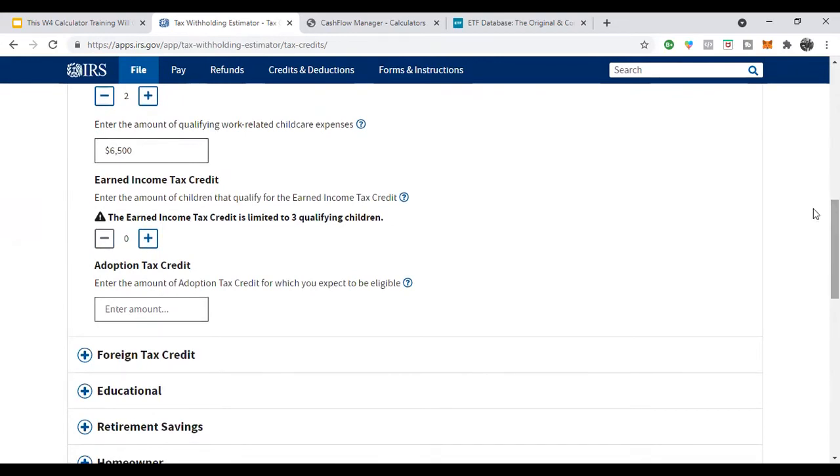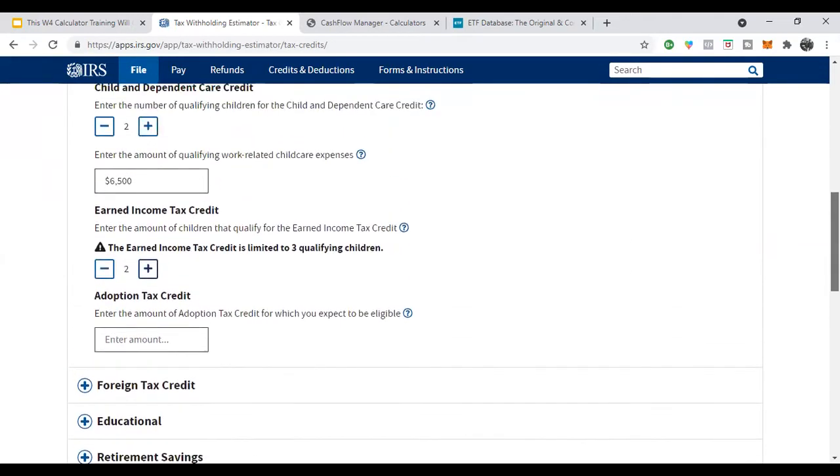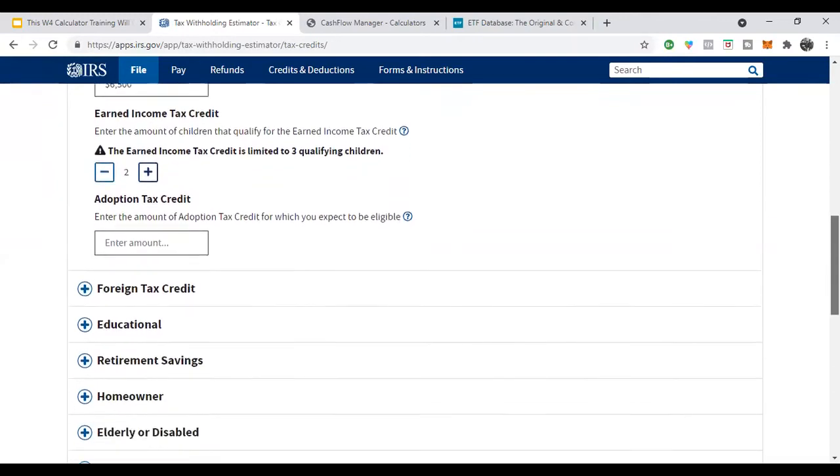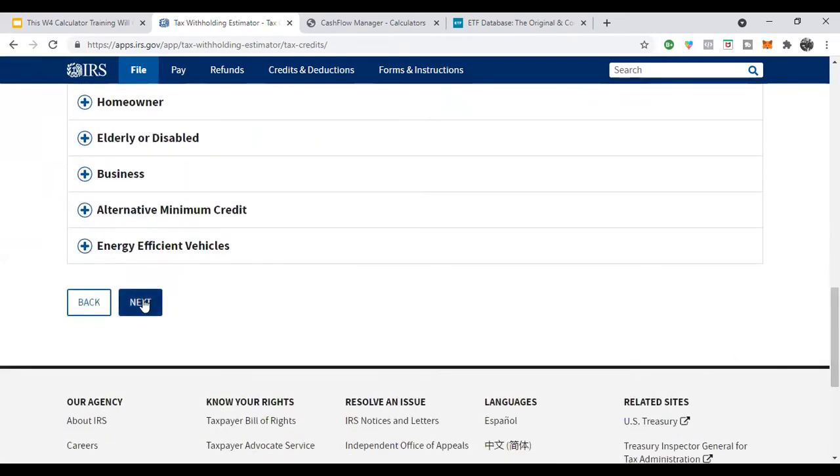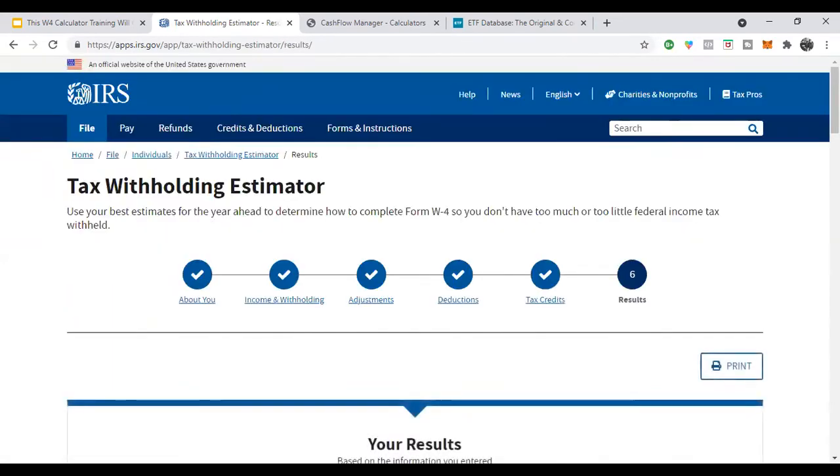Enter the amount of children that qualify for earned income tax credit. The limit is 3, so we're gonna put 2 here. So some of this does include none related to child care, so I'm glad we did come back here. So we'll just leave that there. Adoption tax credit, we'll leave that blank. Then we'll go to next and see what changes.